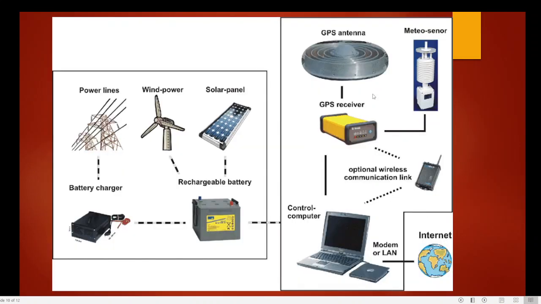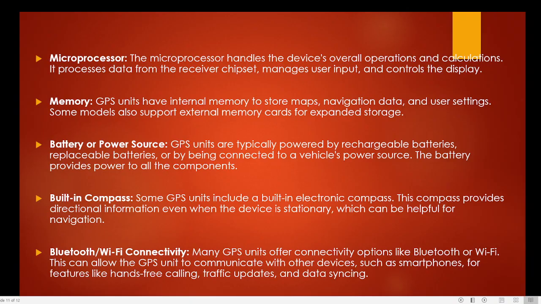Here also the basic idea is that the GPS antenna is there. Then the GPS receiver will be there. Then a motion sensor will be there. All these will be combined and processed by your computer or your mobile. Then the microprocessor is the main computer portion of a GPS unit. Then there will be a memory, like a RAM. Then there will be a battery or power system. Then there is a built-in compass.